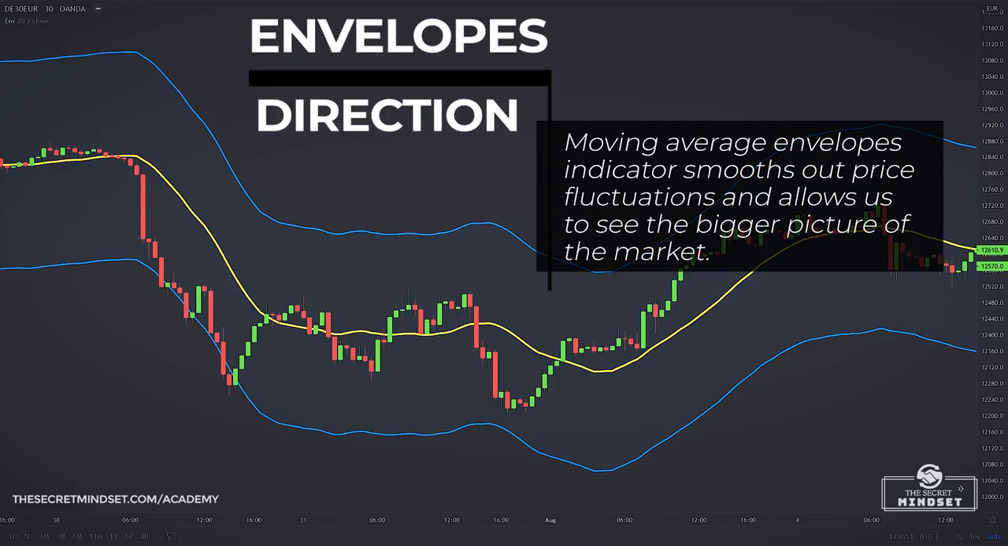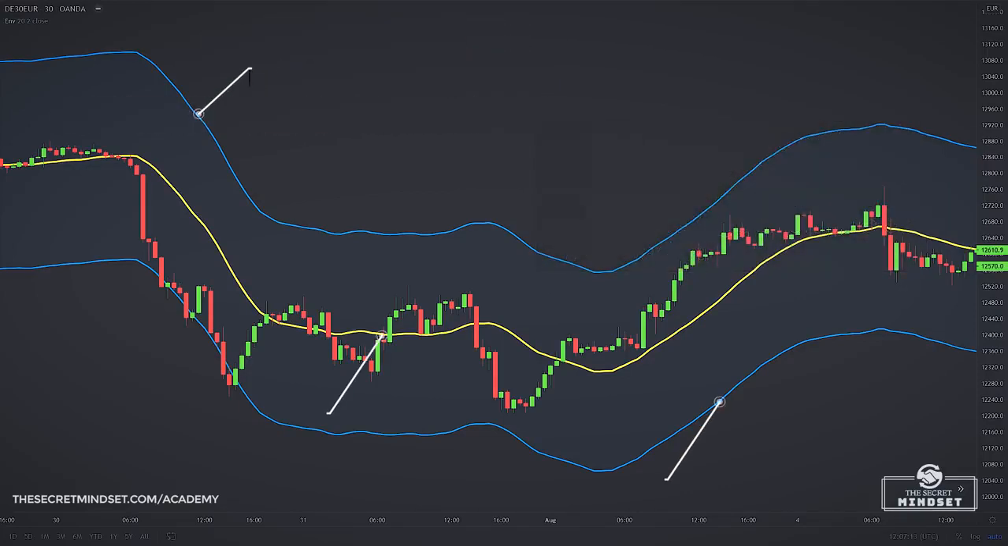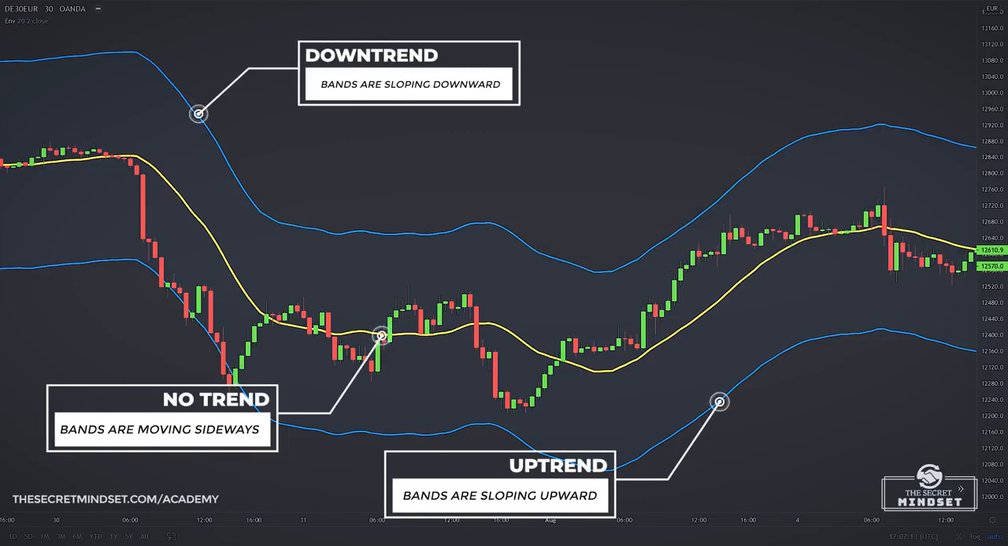With the envelopes, you can look at the direction of the bands to get an idea about the trend. If the bands are sloping upward, then it confirms an uptrend. If the bands are sloping downward, it confirms a downtrend. When the envelopes are moving sideways, price is neither in an uptrend or a downtrend.